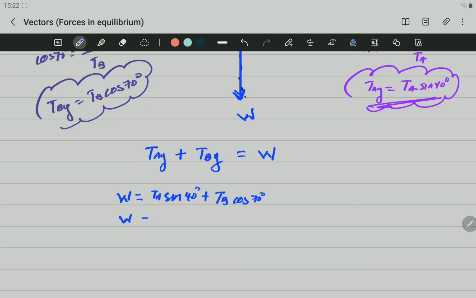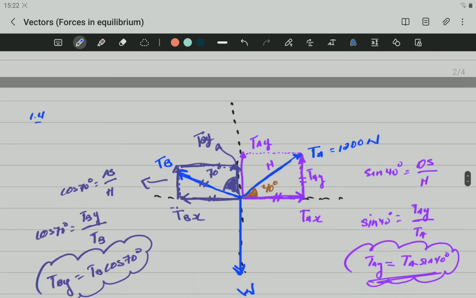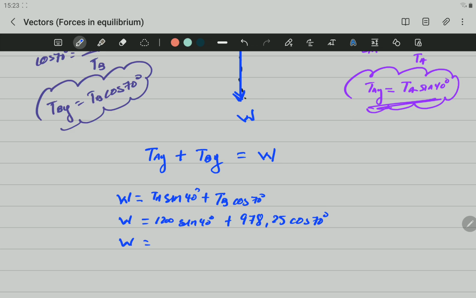So W is going to be equal to, when you substitute, TA is 1200 sine 40 degree plus TB, which was calculated, and the answer was 978.25, times cosine 70 degree. The answer for weight is equal to 1105.93. Remember to redo all the calculations. They only want the magnitude. You can redo all the calculations just in case I make a mistake in any of them.